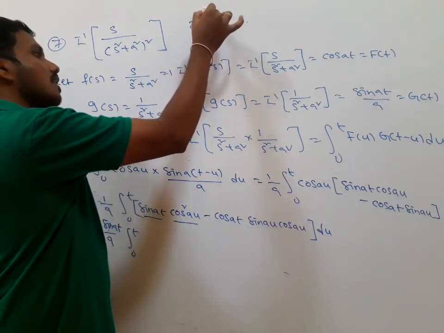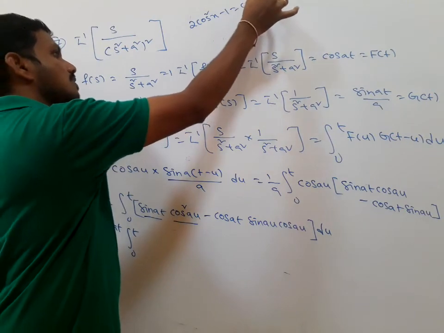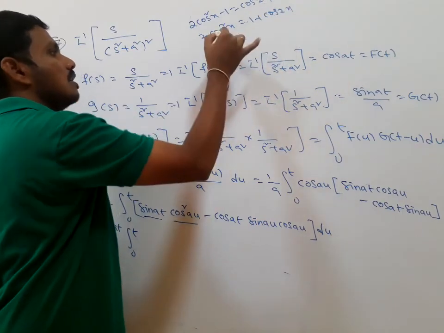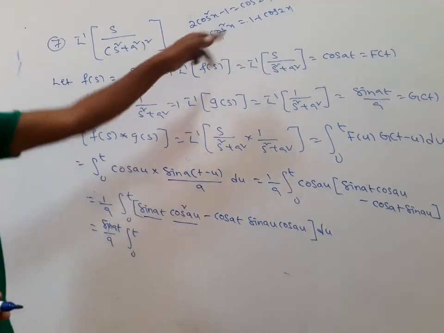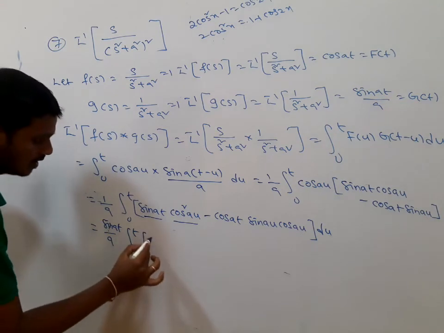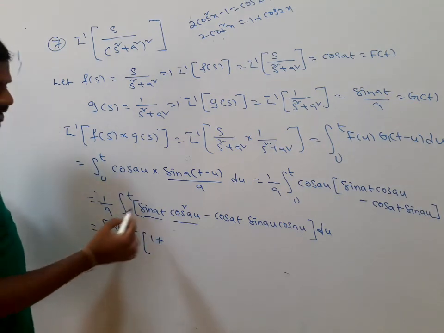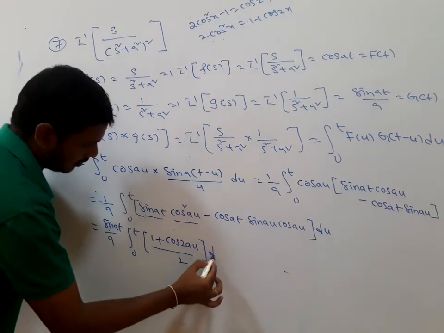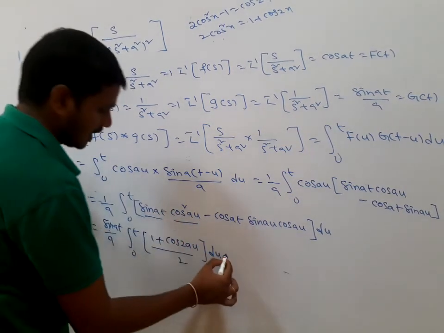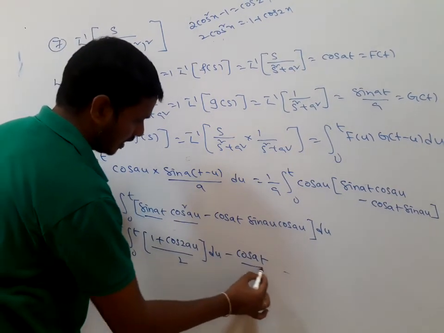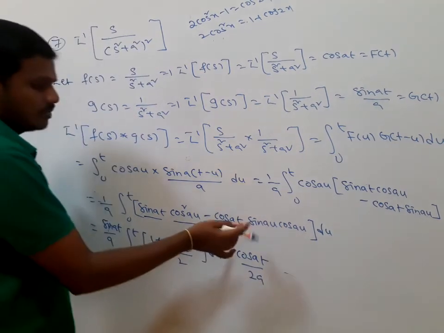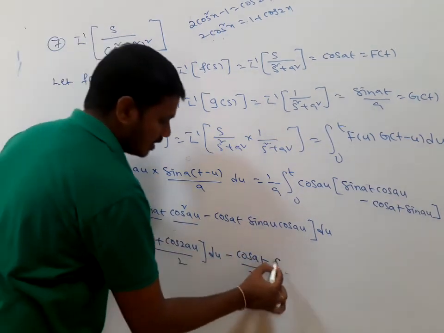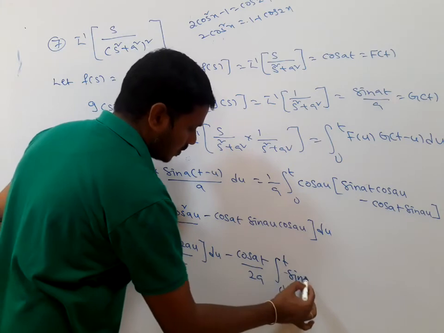2 cos square x minus 1 is equal to cos 2x. 2 cos square x is equal to 1 plus cos 2x. Cos square x is equal to 1 plus cos 2x divided by 2. So this can be written as 1 plus cos 2au divided by 2 du, right? Next, minus cos at divided by a, it is 2a I am writing, multiplying with 2, dividing with 2, 2 sin a cos a is equal to sin 2a. Here it is integral 0 to t sin 2au du.